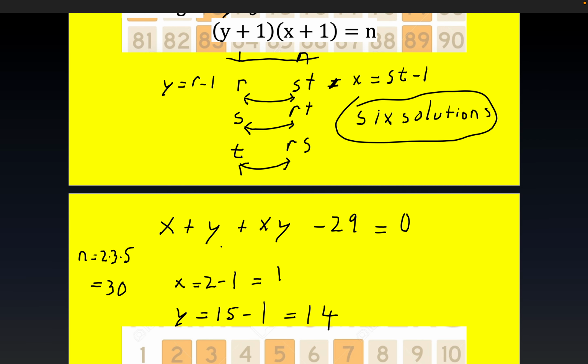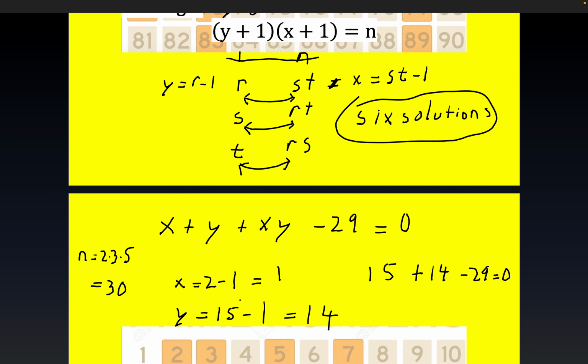Okay, so right here, if x is 1, so you would get 1 plus 14 plus 1 times 14. Oh, wow, look at that. I'll just write it down, hopefully. Minus 29. So that is a solution, right? That does equal 0. And you could find 5 others in the fashion that I described, hopefully, up there.